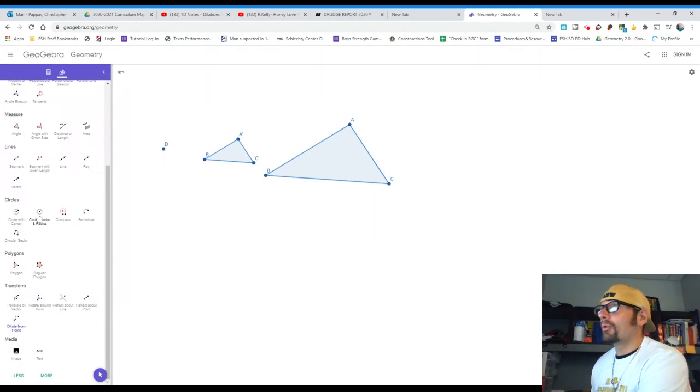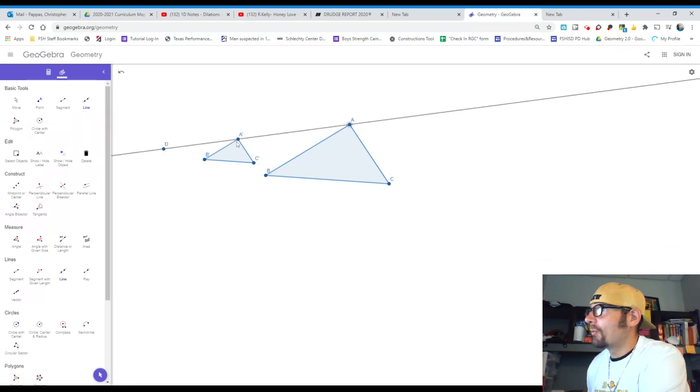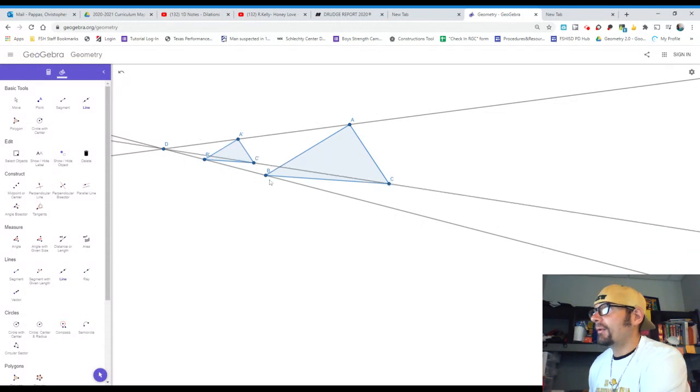Also, here's what we got to know about dilations. If we go to the line tool up here and construct a line that goes through point A and through point A prime, you'll notice that that line also goes through D, which is our center of dilation. If we do B and B prime, those also go through our center of dilation. C and C prime, connect those. Those two points also have a line that includes our center of dilation.